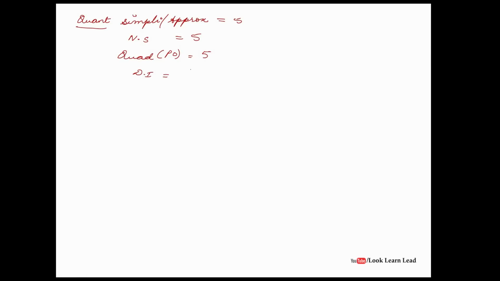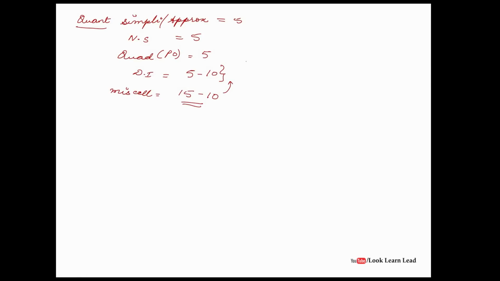There can be 1 DI. If there is 1, it would be 5 marks. If there are 2, it is well and good. It ranges from 5 to 10 marks. And miscellaneous, you should not miss it. Miscellaneous can be either 15 or 10. It ranges from 10 to 15, depending on the DI, how it is.